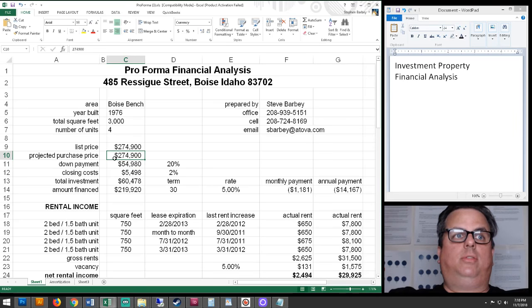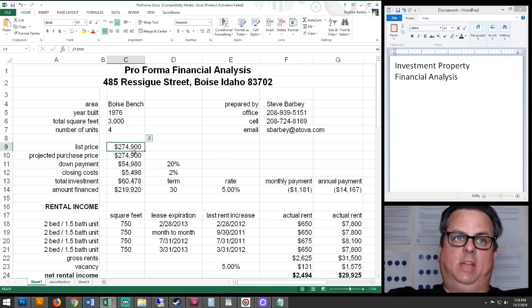Projected purchase price and list price, these are just straight up numbers. So when I click here, you can see up here it just says 2749. That's not an equation. And when I click here, it says 2749. That's not an equation. So these are numbers that I can change. This is not an equation. It's just an area. This is not an equation. It's just the year built. This is not an equation, just the square footage. This is not an equation, the number of units.